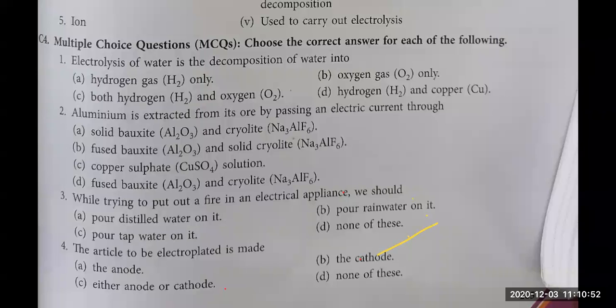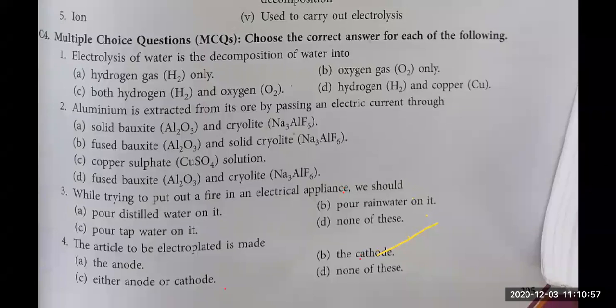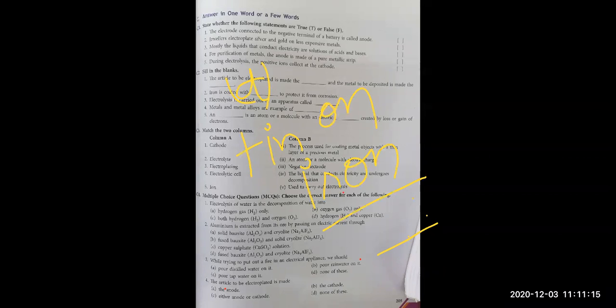The last multiple choice question says, I won't be able to show you the question, I am reading it for you: tin cans used for storing food are made by electroplating. The option is D, and that is tin on iron. Last multiple choice question, the answer is D, that is tin on iron. So that's all with this chapter exercise.